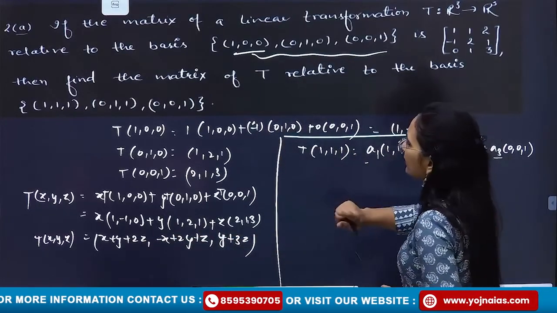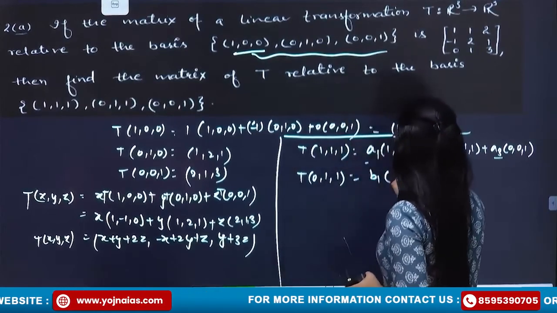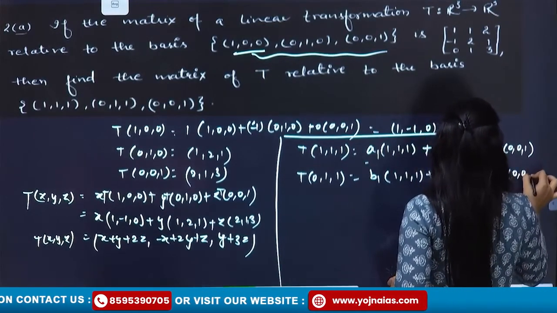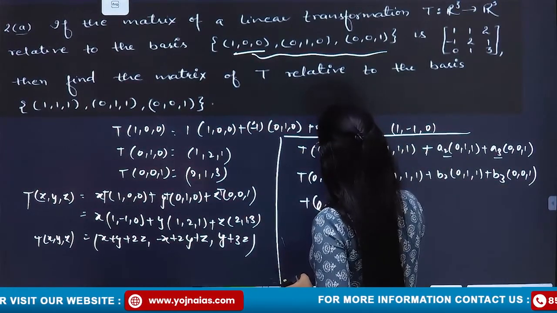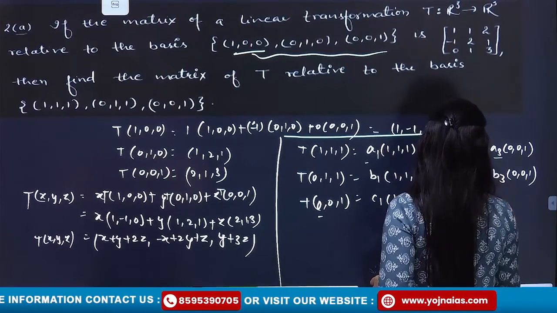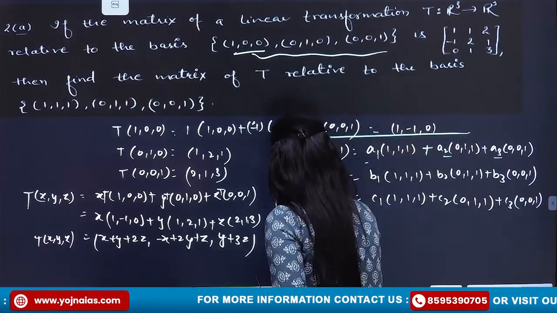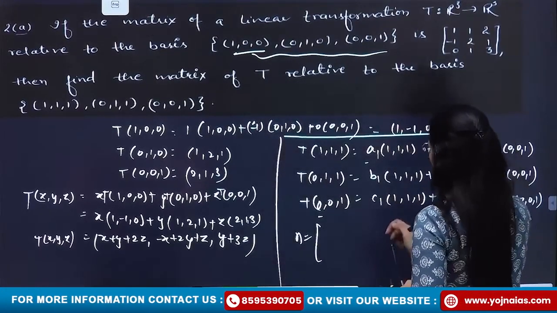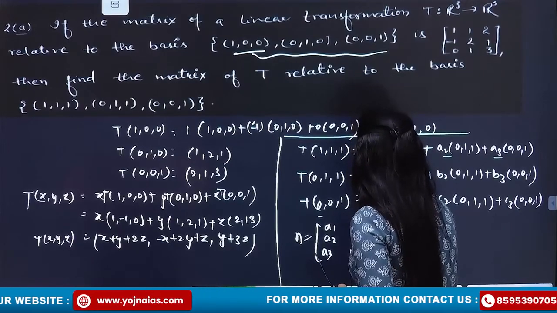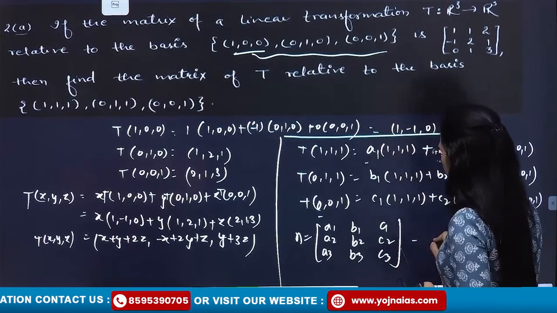Then you would have equations in three variables. And again you find out the second vector's image and its linear combination, with B1, B2, B3 as the coefficients. And you need to find out T of 0, 0, 1. Then the required associated matrix would have the coordinates of the first vector as the first column, that is, here you get A1, A2, A3, and the coordinates of the second vector as the second column, and the coordinates of the third vector should be written as the third column.